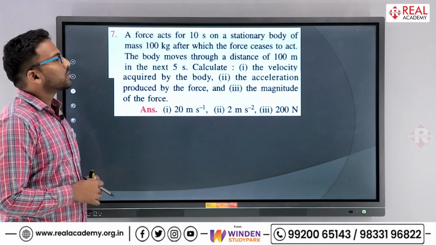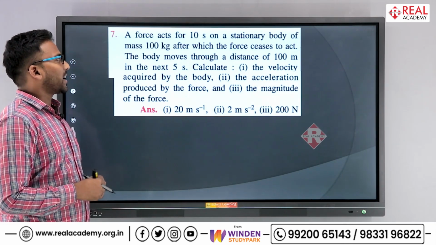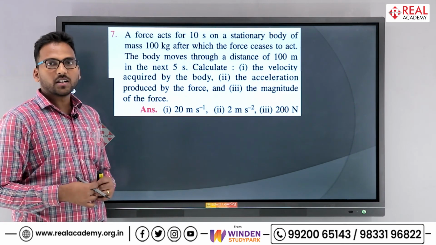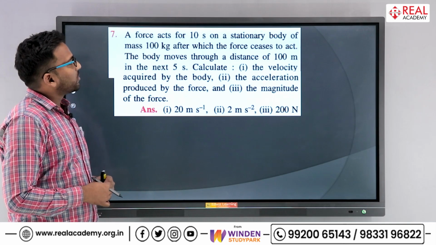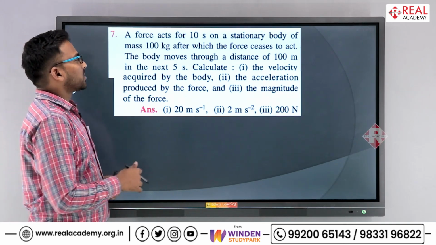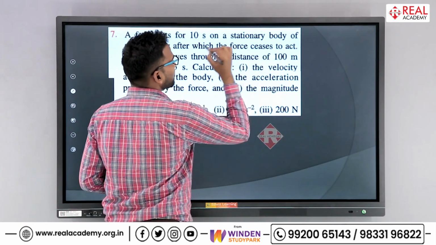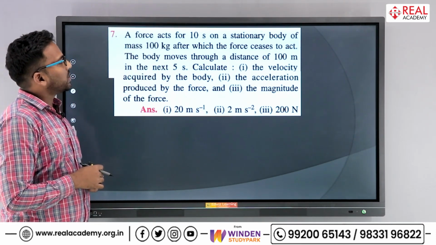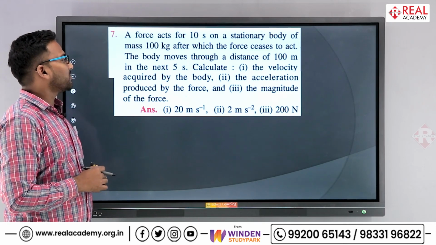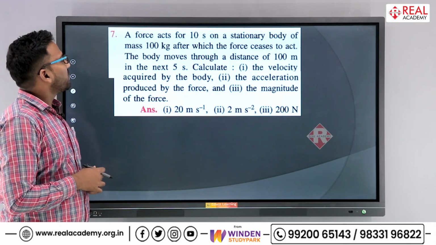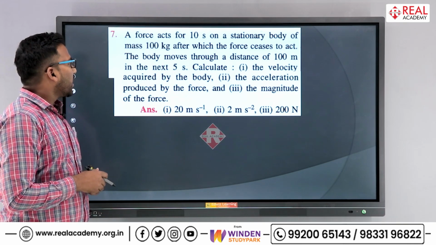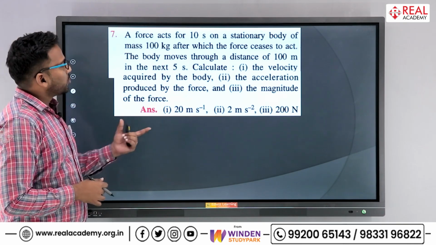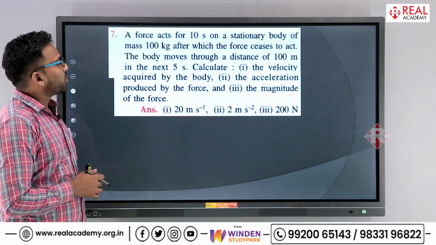A force acts for 10 seconds on a stationary body of mass 100 kg, after which the force ceases to act. Ceases means it has been removed. The force has been removed. The body moves through a distance of 100 meter in the next 5 seconds. Calculate the velocity acquired by the body, the acceleration produced by the force, and the magnitude of the force. So this is the numerical that has been put in front of us.